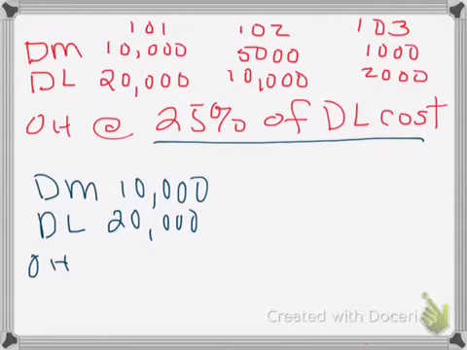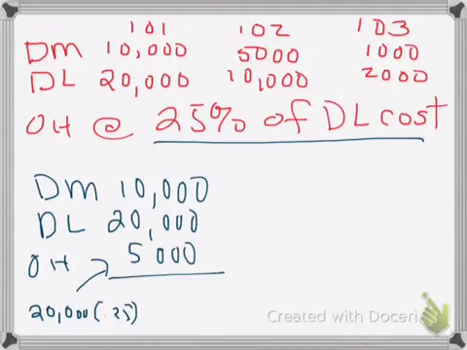So I would take this 20,000 here and multiply that by that 25%, and that is going to give me my overhead number here at 5,000. To figure out the total cost for this particular one, I would add it all up, and I would get that this job cost me $35,000.